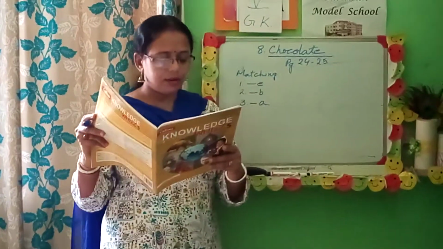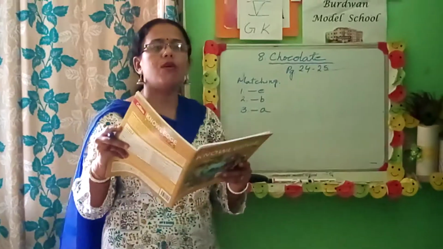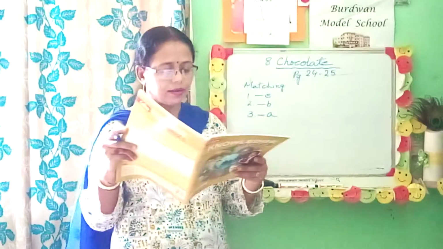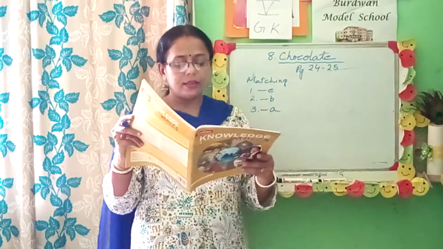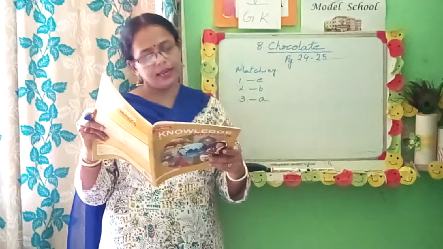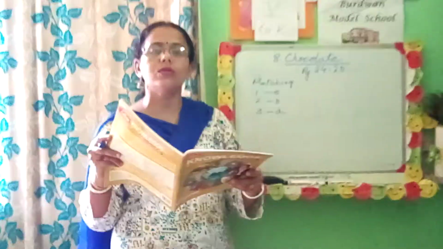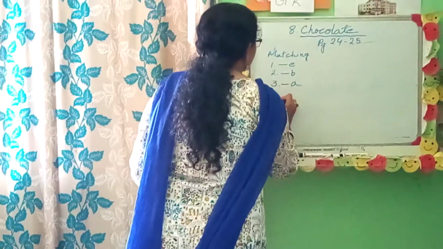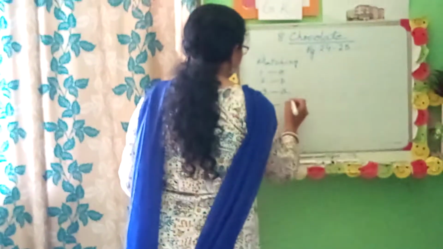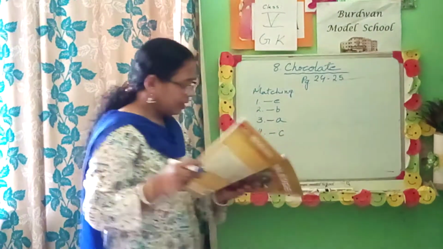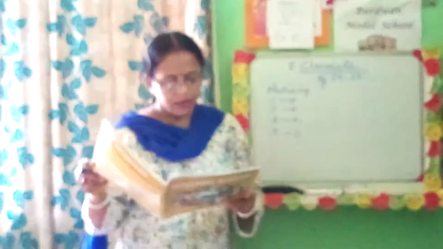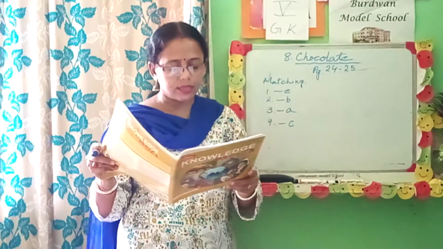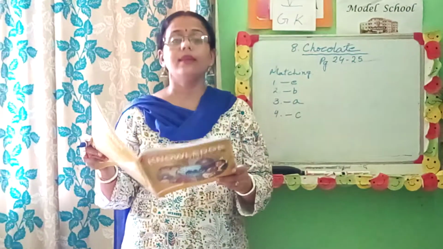Next, number 4, we can see a picture of roasting of beans. So let us match it with statement C. The dried beans are then cleaned, stored and roasted. So they are cleaned, stored and roasted. It's number C.